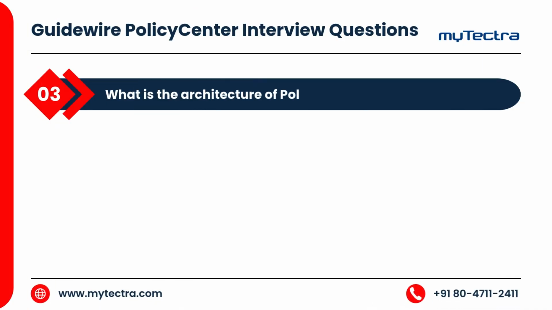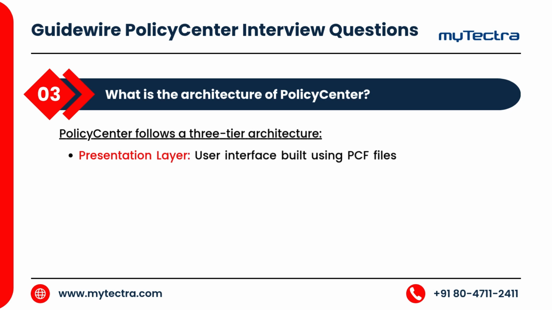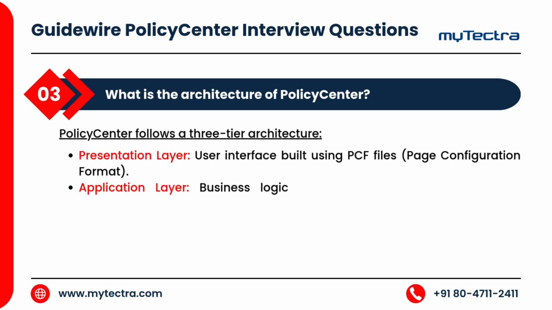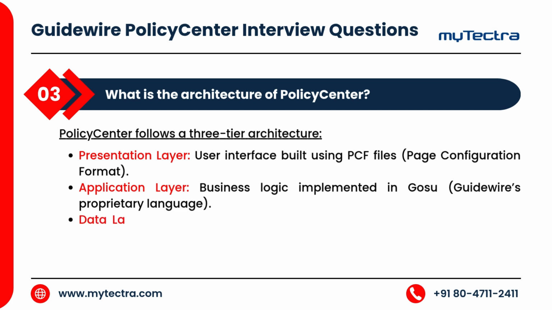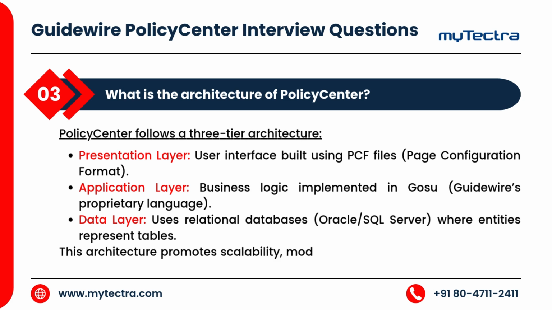What is the architecture of PolicyCenter? PolicyCenter follows a three-tier architecture: presentation layer, user interface built using PCF files, page configuration format; application layer, business logic implemented in Gosu, which is Guidewire's proprietary language; data layer, uses relational databases, Oracle or SQL Server, where entities represent tables. This architecture promotes scalability, modularity, and ease of integration with external services.